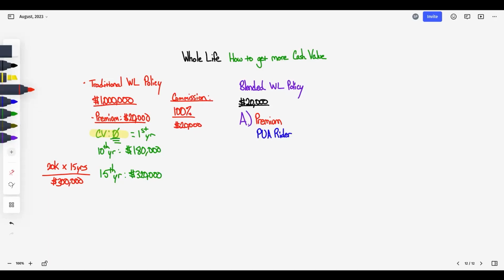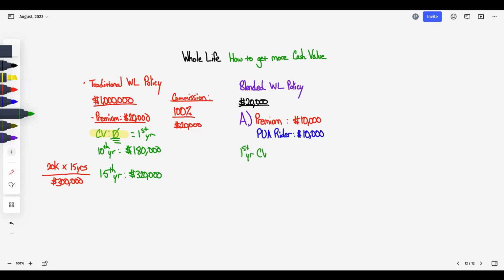So let's blend it for simple math like this. You're going to pay in 20, $10,000 your premium, and then $10,000 your PUA. Pretty simple, right? I'm just cutting it in half. What will your first year cash value be?